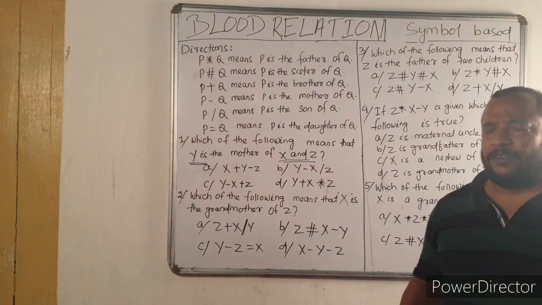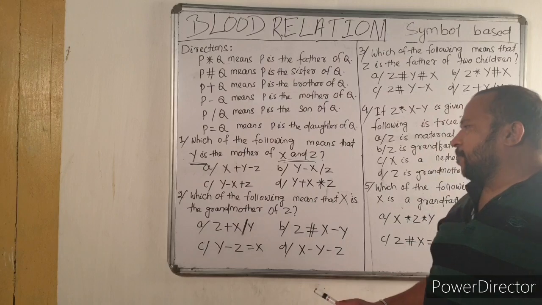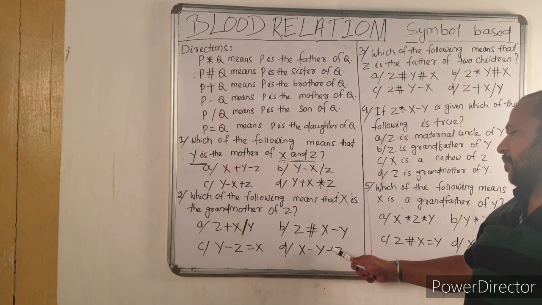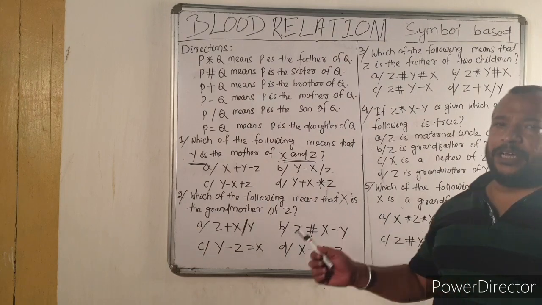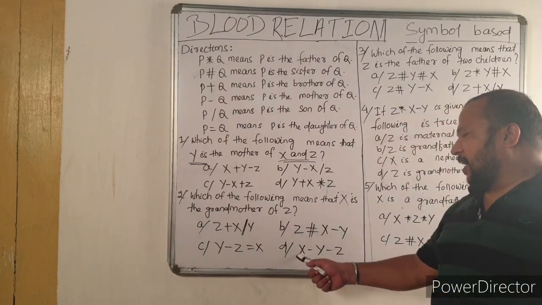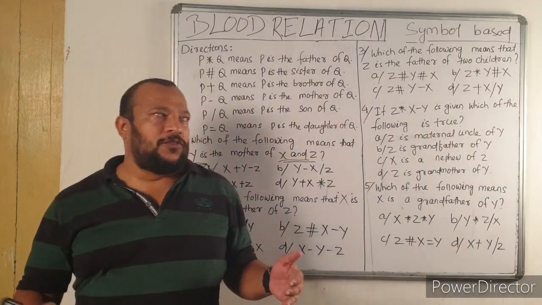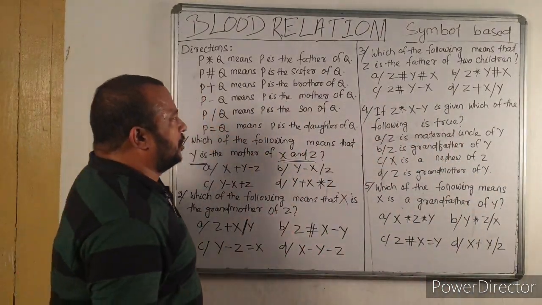Now let us check whether it is right or wrong. Here X is the mother of Y and Y is the mother of Z. So here it is very clear. X is the grandmother of Z. Now let us move to the next question.